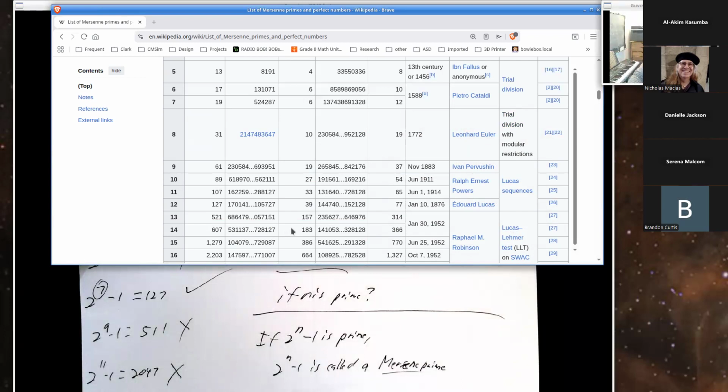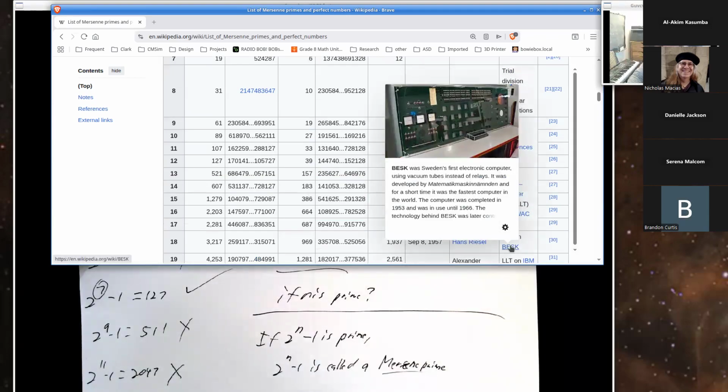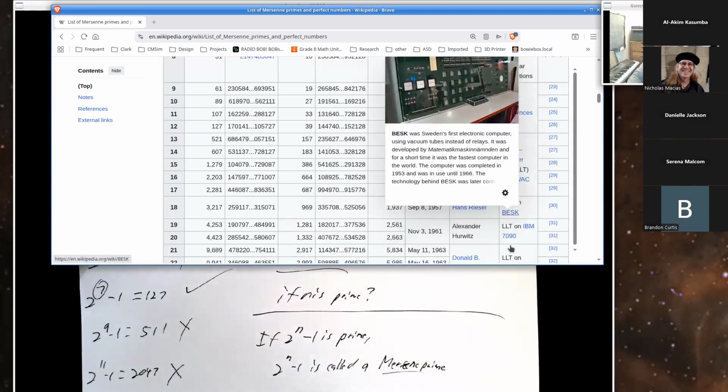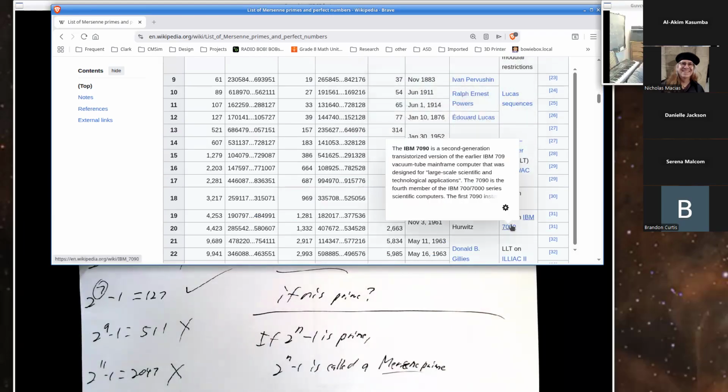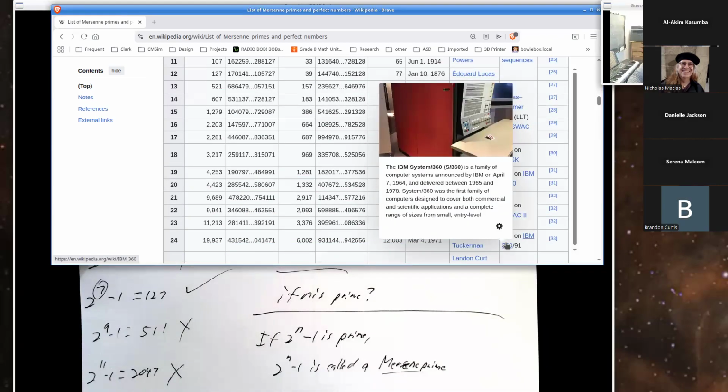So we're getting up to numbers with hundreds of digits. 2 to the 2,203 has 664 digits. And this is the 1950s, right? This is 75 years ago. We were able to determine these numbers were prime. Using SWAC, using BESK, which was another computer, the IBM 7090, which was a monster of a machine, Illiac, 360, which was the classic big iron machine.